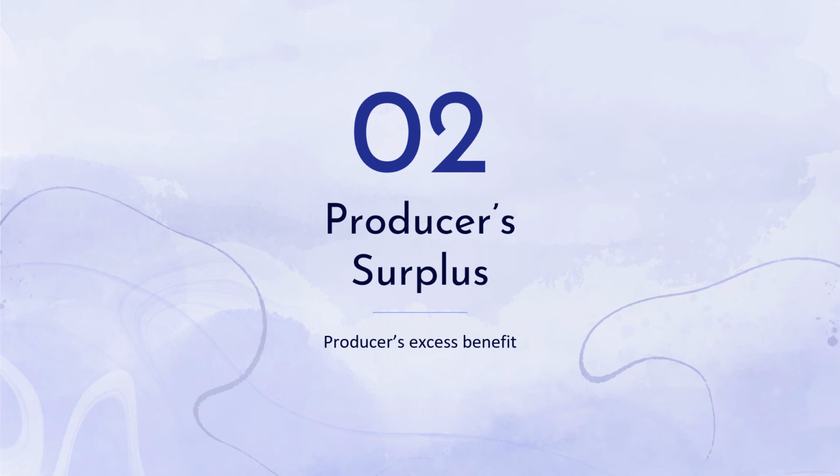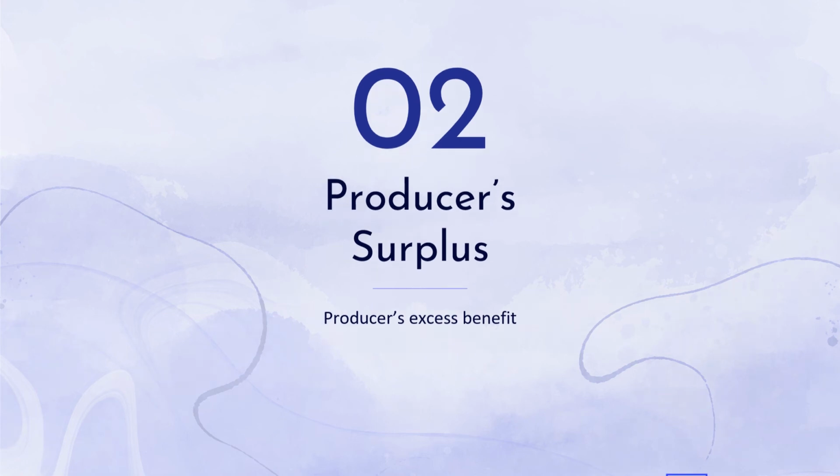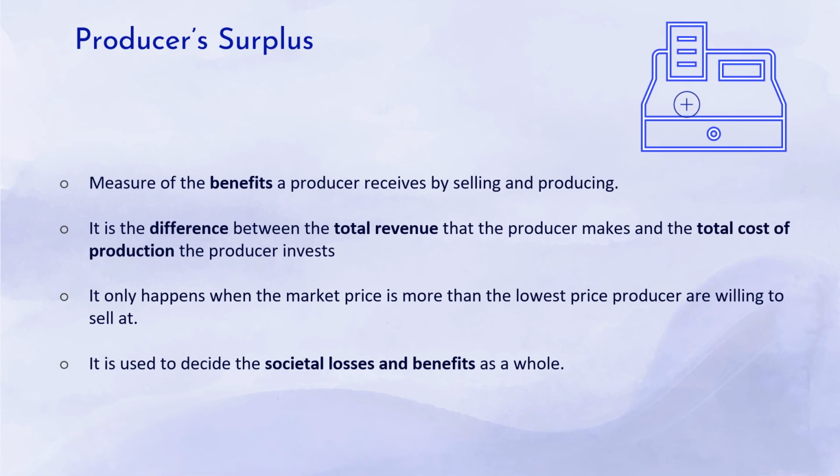All right. Now, what is a producer's surplus? A producer's surplus is basically a producer's excess benefit, or it's just the difference between the price a producer is willing to accept and what is actually paid. All right, so that is producer's surplus. So let's just look at the theory part.